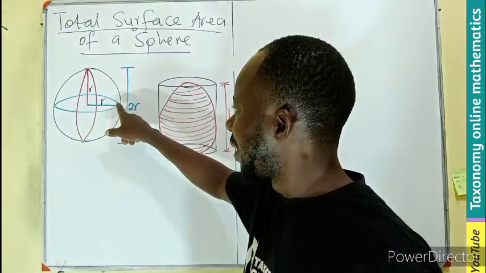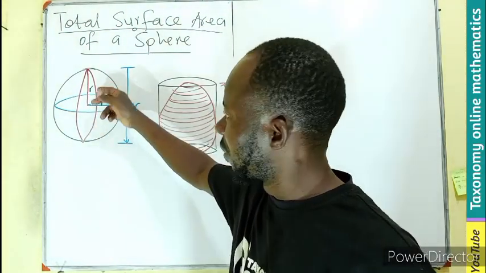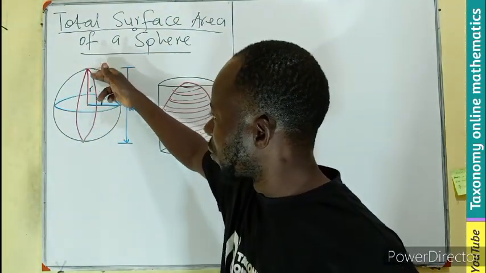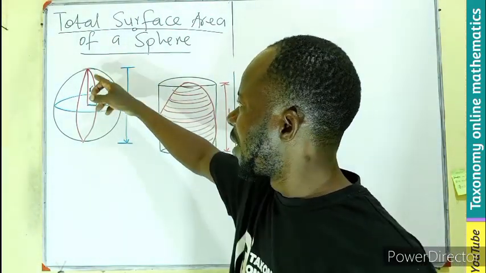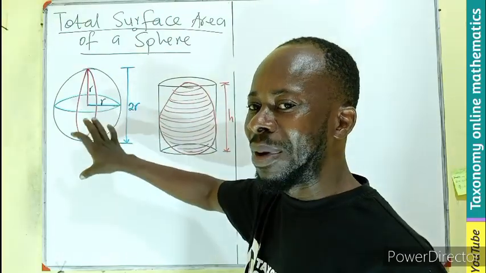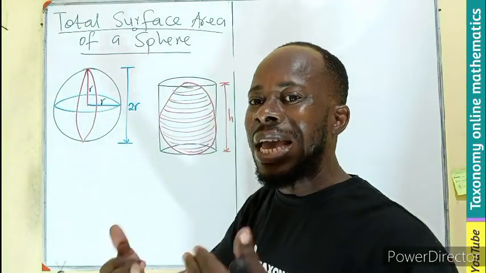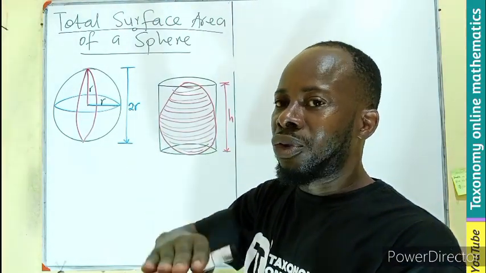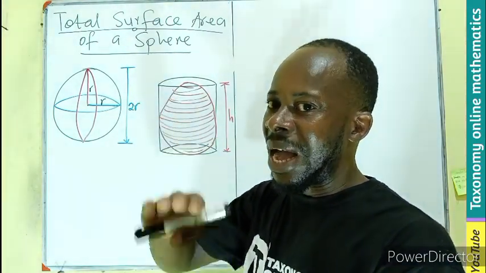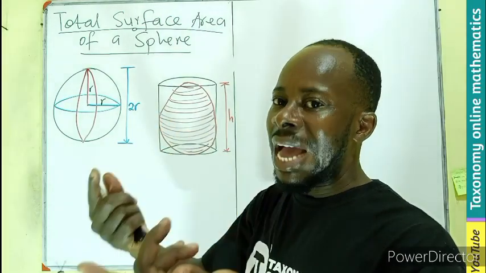So from the center to the circumference will be the radius. Center, circumference, radius. So two of these give us the diameter. So two of a radius give us the diameter. And this diameter is also forming the height of the orange. When the orange is on a table, how tall is the orange from the ground? Vertical height, which is the same as the diameter.